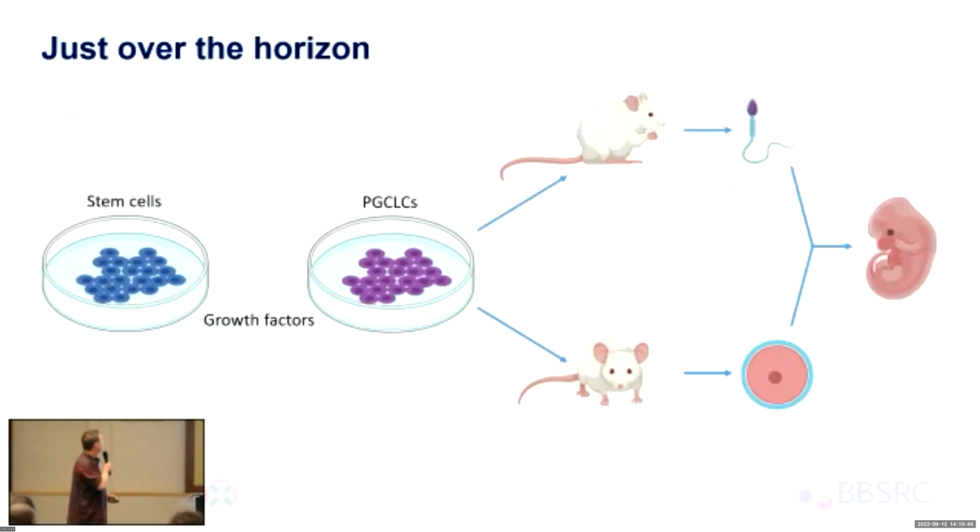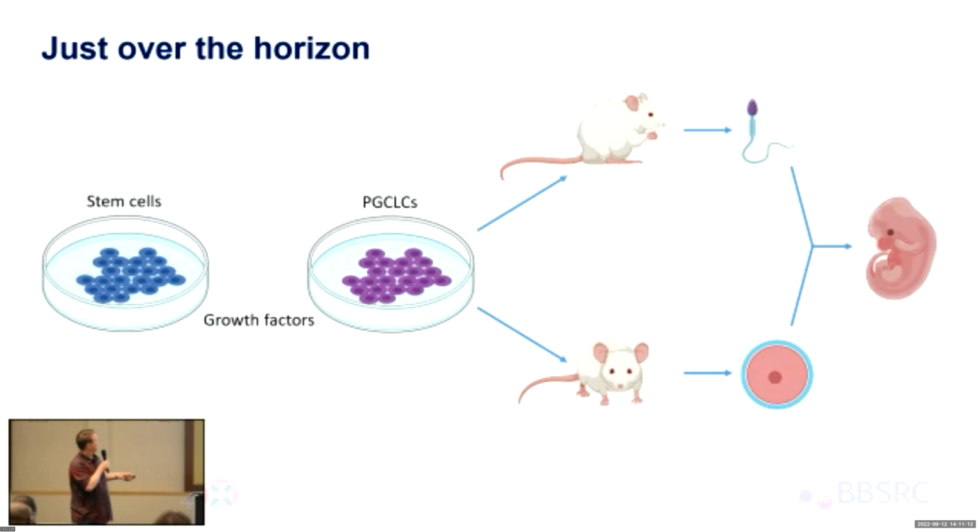But just over the horizon in rodents, what's been shown is that you can take stem cells. So these can be embryonic stem cells or induced pluripotent stem cells. And using culture conditions and growth factors, you can differentiate these into primordial germ cell-like cells. And you can use those to repopulate the testes of boys and girls and produce viable eggs and sperm.